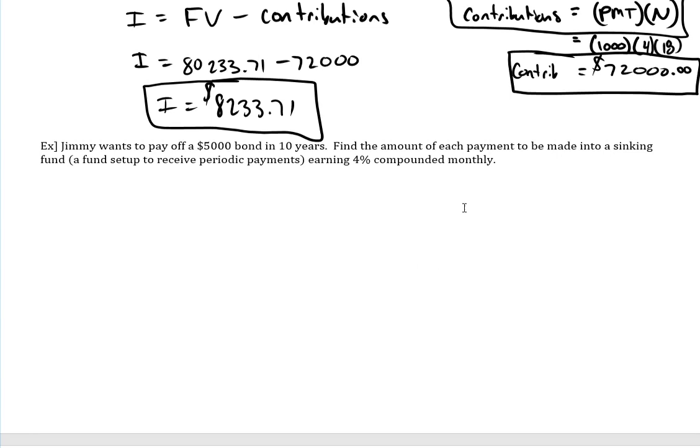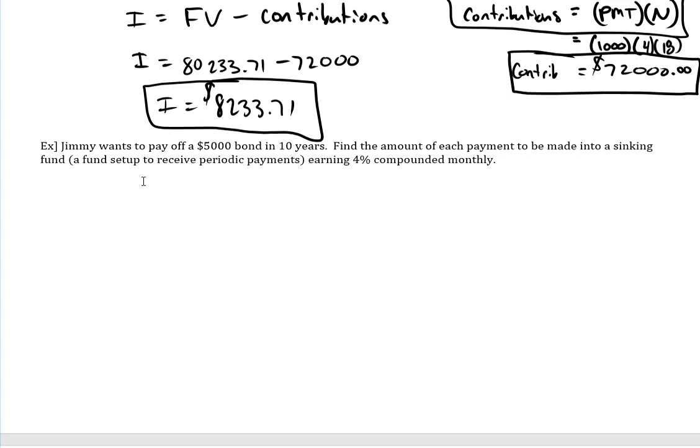So in this example, it says Jimmy wants to pay off a $5,000 bond in 10 years. Find the amount of each payment to be made into a sinking fund, a fund set up to receive periodic payments, earning 4% compounded monthly.